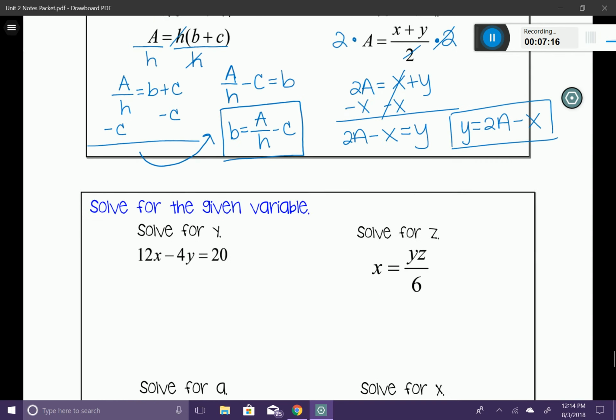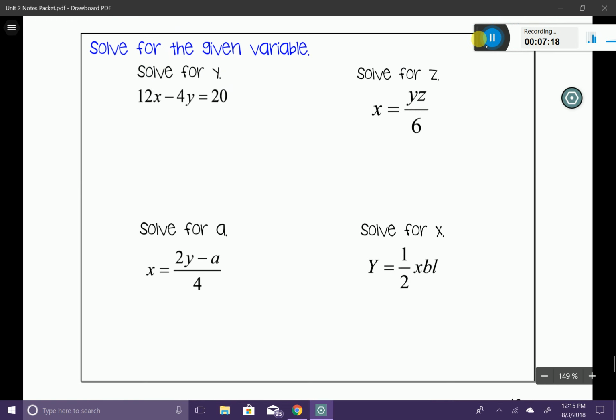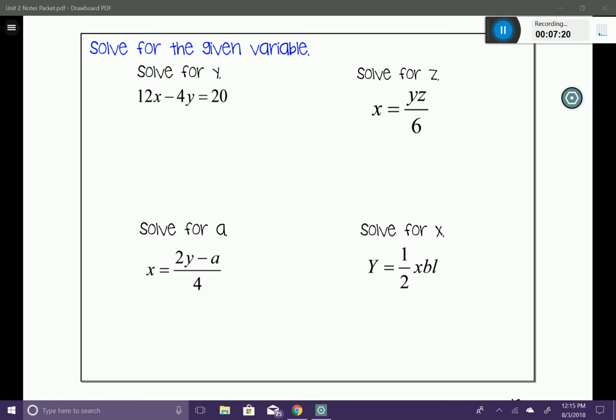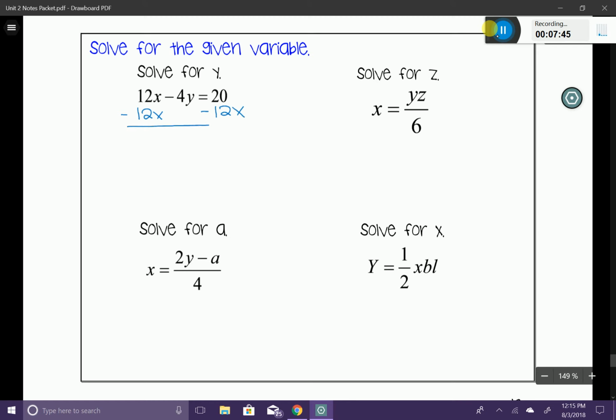Okay. I have some more problems for you. I bumped up the rigor just a little bit, just for extra practice. And if you're starting to get the hang of it, feel free to pause the video and try these on your own before I show you the solutions. For this example, I'm going to show you how to solve for y. Let's work with getting rid of the x first, right? I'm going to eliminate that 12x. I'm going to move it over. What I mean by move over is I'm going to balance that equation to eliminate it on the left-hand side.